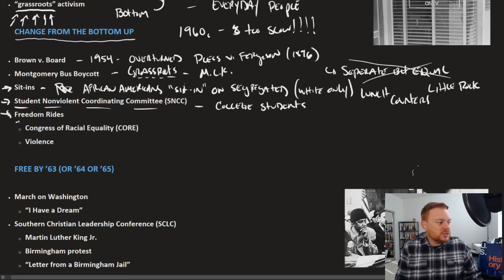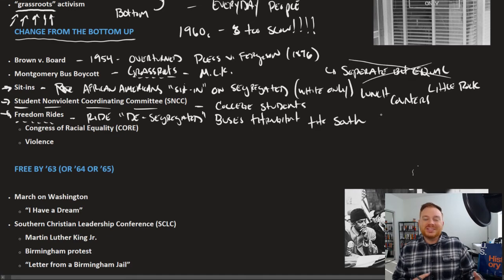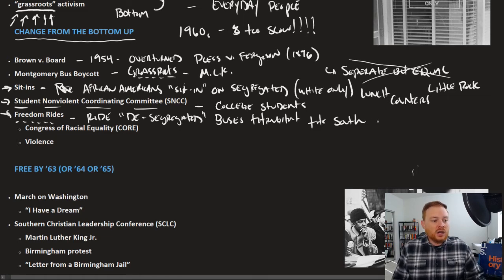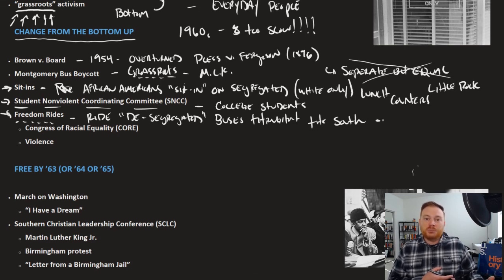The Freedom Rides were efforts to ride desegregated buses throughout the South. In the 1940s, the Supreme Court had ruled that you could not segregate, that is, separate white and black, on interstate buses. That was buses that traveled from state to state. And so the Freedom Riders went out to test this, to make sure that the Supreme Court ruling was being upheld. They jumped on a bus in Virginia and planned to ride throughout the South to make sure that the law was being abided by.